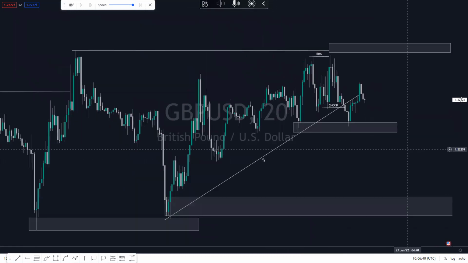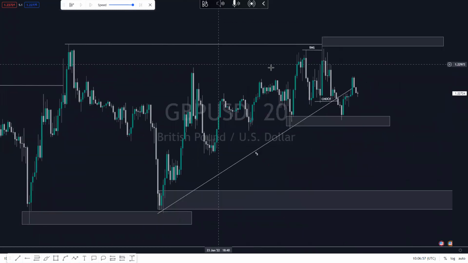You understand? I was focusing on a lot of pairs, so I was missing a lot of opportunities on GBP USD. Now you can see I did the first analysis, it was looking so cool. And I'm still doing this one and it's still looking so cool. So this is a break of market structure, which you can see that it has broken up, but it's still respecting this.